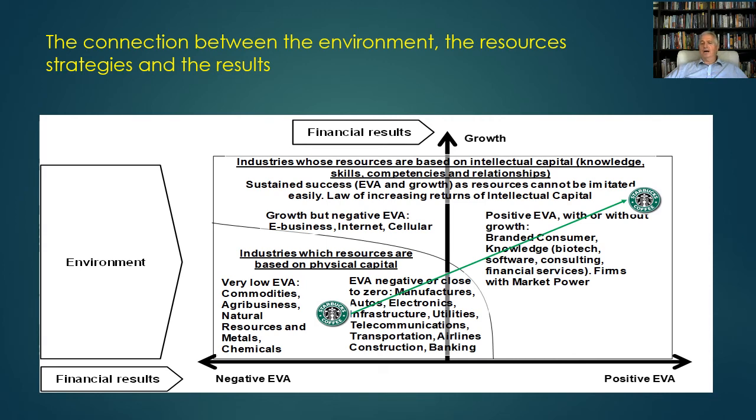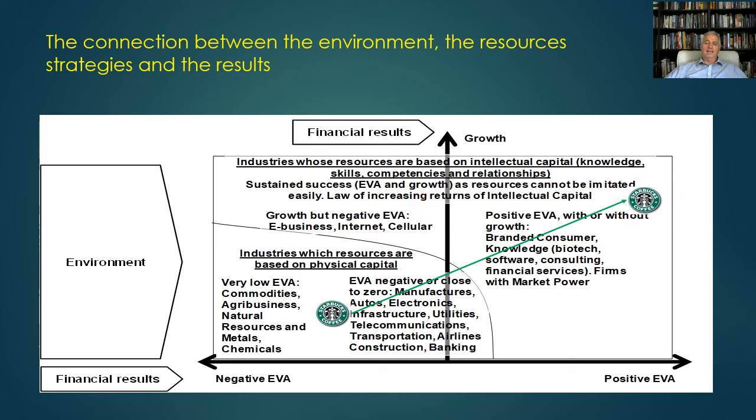This graph shows how the environment, the resources, strategies, and the results connect, promoting critical thinking. This graph is extremely enlightening because your first intuition would be that any coffee producer should be located here, very much like an agribusiness, a commodity with a negative EVA and very low growth. However, you see that Starbucks is very much here, has a 20% EVA and 10% growth.